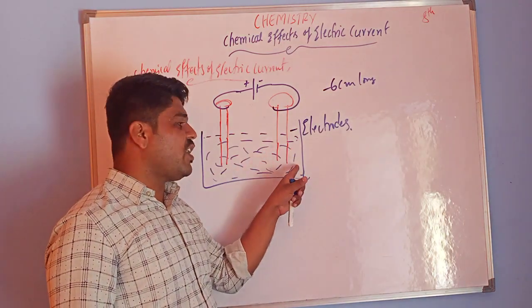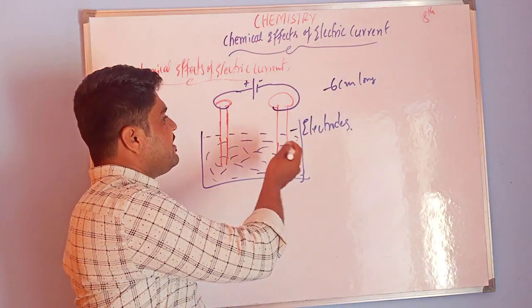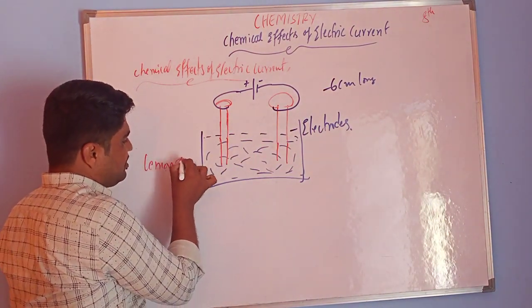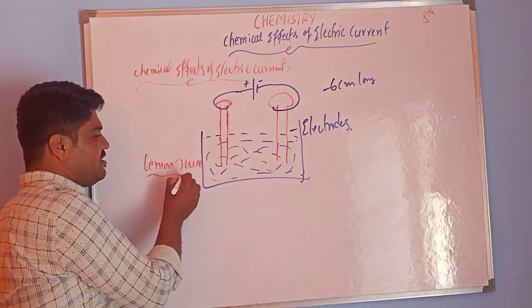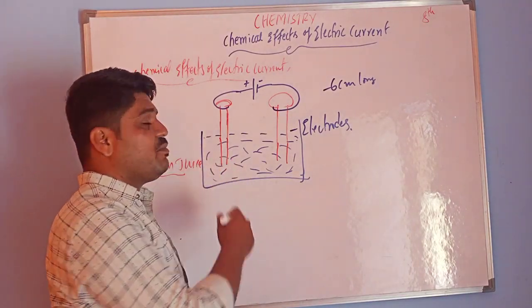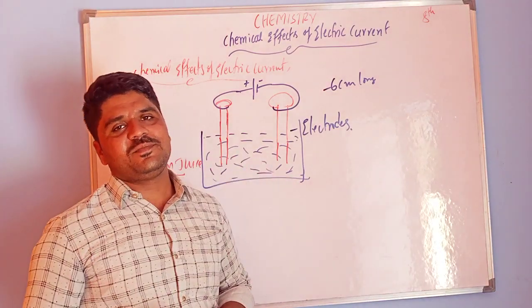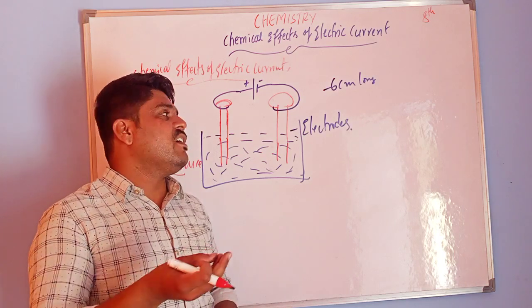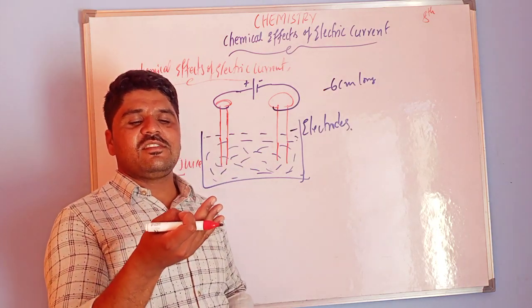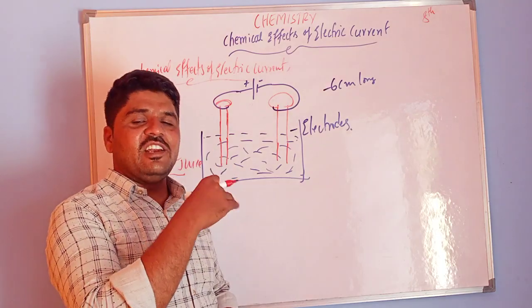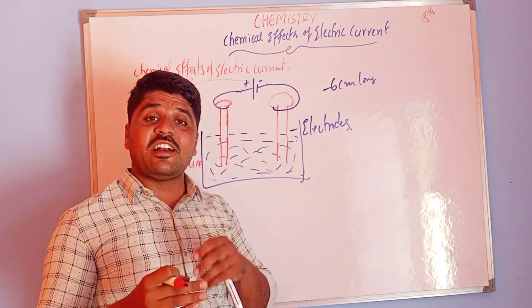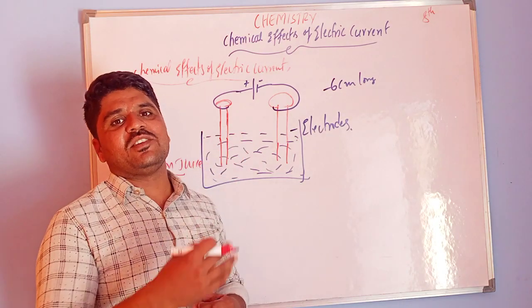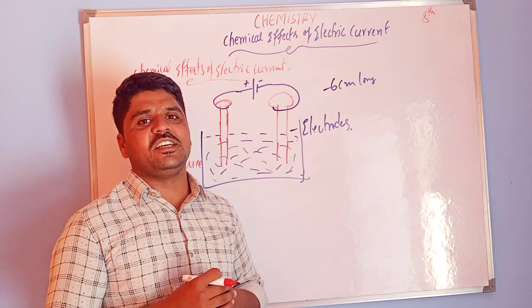For this water, I am going to add a teaspoon of lemon juice. Why am I adding this lemon juice, or any salts or bases? In the last class we already said that when acids, bases and salts dissolve in the liquid, it conducts more electricity. That means it has more conducting capacity.